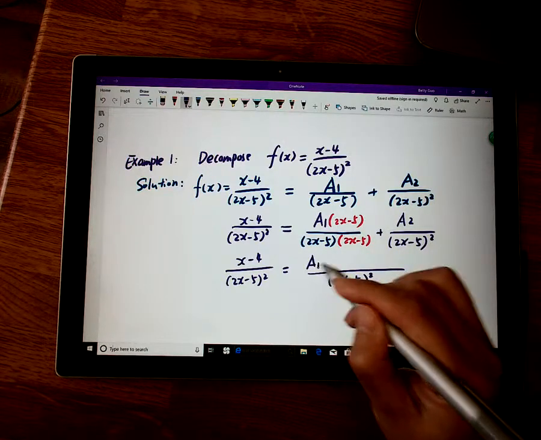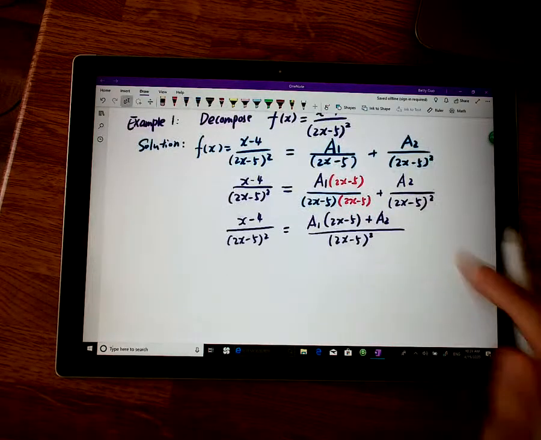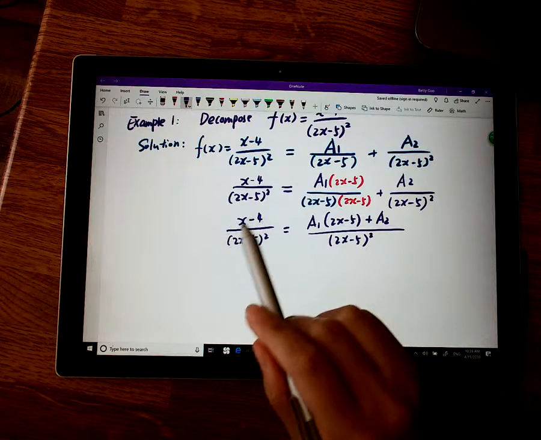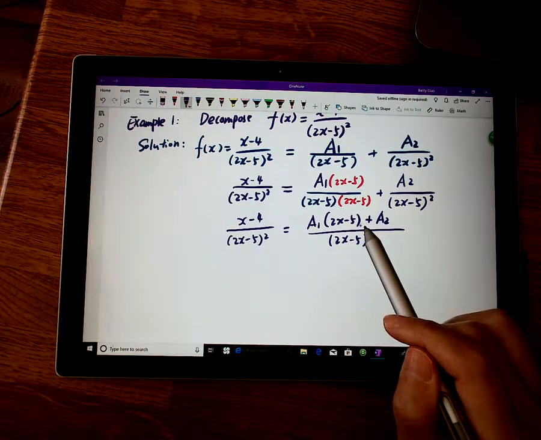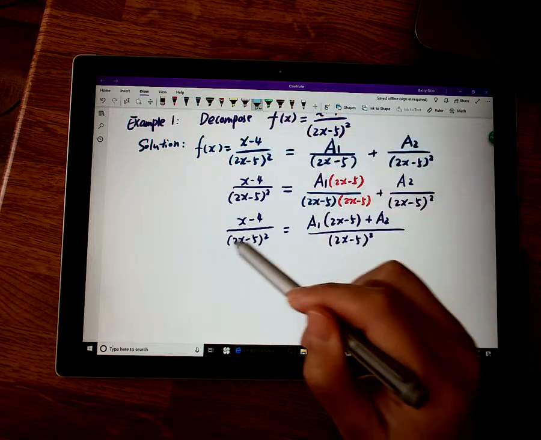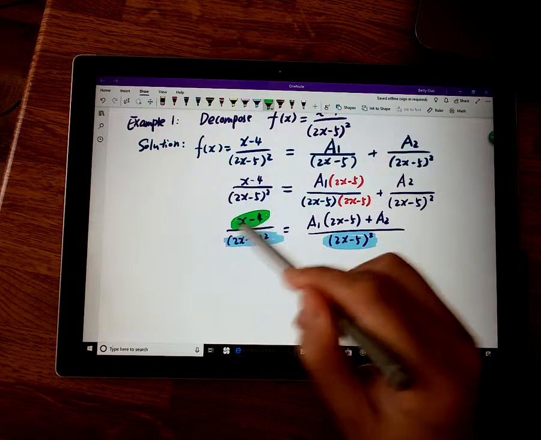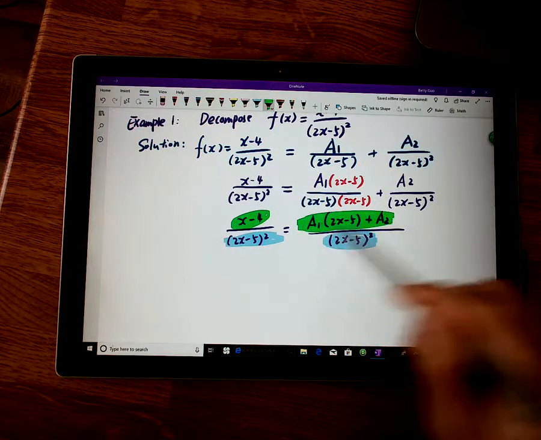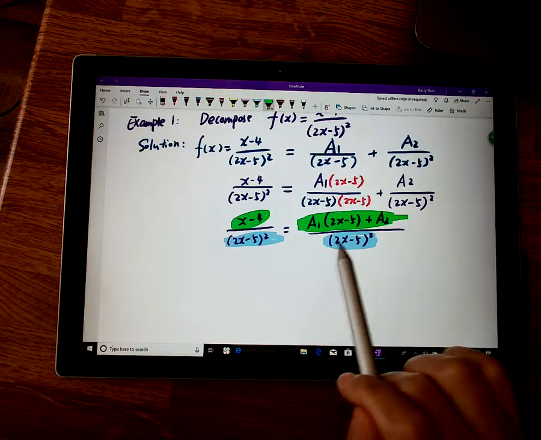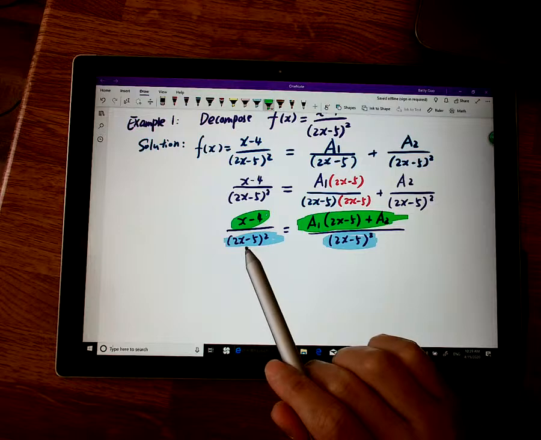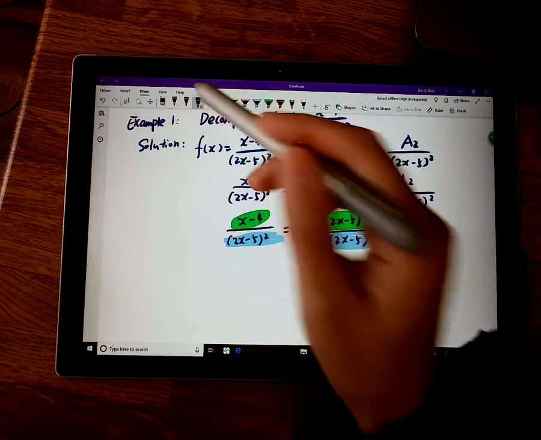Solve the top, we have a sub 1 times (2x minus 5) plus a sub 2. Look at the equation here. Left-hand side, we have a rational expression. Right-hand side, we have a rational expression. They have the same denominator. Shouldn't they have the same numerator? Similar technique we have seen over and over, right? Or in other words, we have two fractions on both sides of the equation. They are equal to each other. If they have the same denominator, then they should have the same numerator. So let's equate the two numerators.